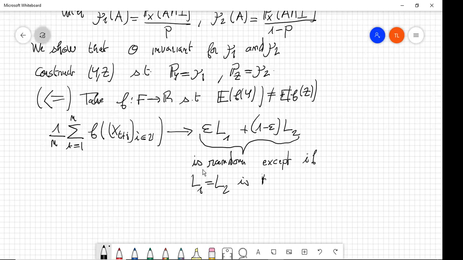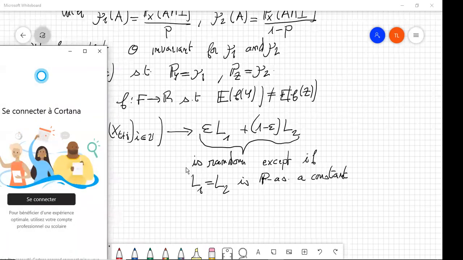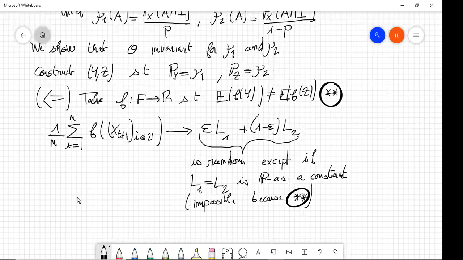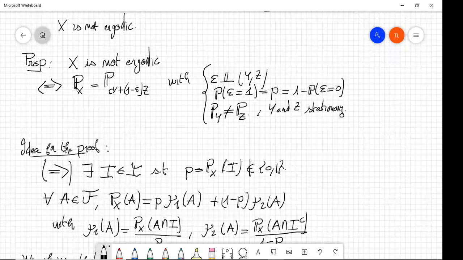P almost surely a constant. Otherwise, you cannot obtain something which is deterministic. But this equality is impossible because of this difference in the expectation. If it is non-random, it is automatically the expectation for the measure Y, and here the expectation for Z. This is impossible. Okay, so this gives another way of viewing the non-ergodic behavior of the process.